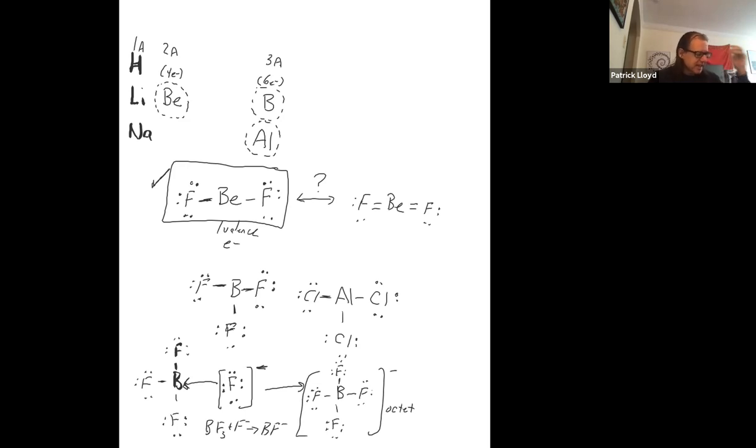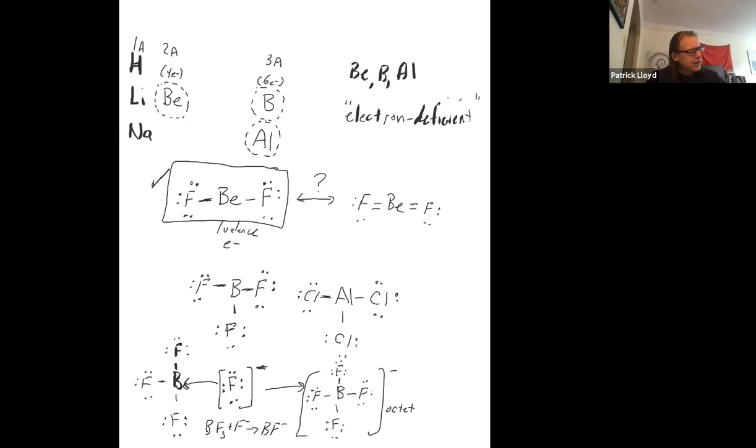So again, boron and aluminum tend to have 6 electrons, but they have the capacity to react with something that has extra electrons and then have 8. These 3 elements, beryllium, boron, and aluminum, are often referred to as electron deficient, meaning they have fewer than 8 electrons; they're deficient of the octet. That appears to be the case, so just memorize those 3.